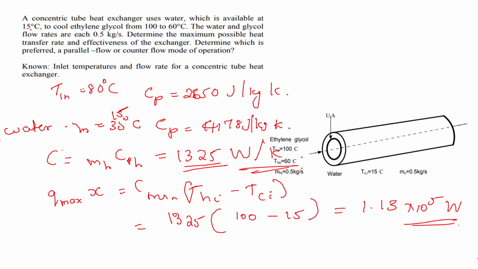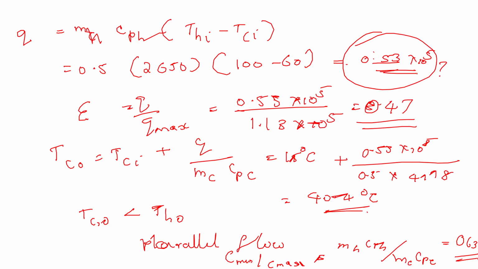This is the case here. So you have to calculate which one is preferred, parallel flow or counter flow, and determine the maximum possible heat transfer and effectiveness value. First, the maximum heat transfer we found is 1.13 times 10 to the power 5, and from that the Q value we also calculated will be 0.53. Then effectiveness will be Q divided by Q max. You will get the value 0.47. It's very less effective.